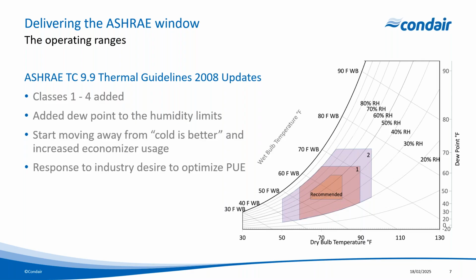And this is really when ITE manufacturers and data center operators started to move away from the notion that colder is better, and by increasing the recommended temperature and humidity ranges, allowed for the increased opportunity to use compressor-less cooling solutions as well as economizer systems.